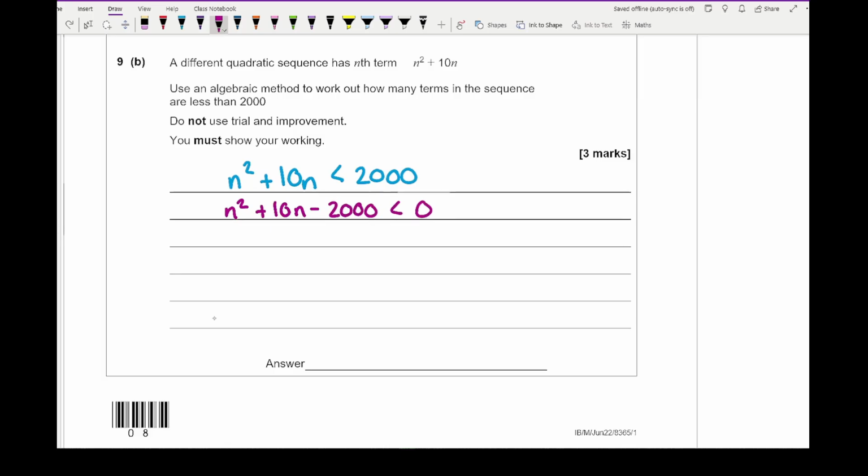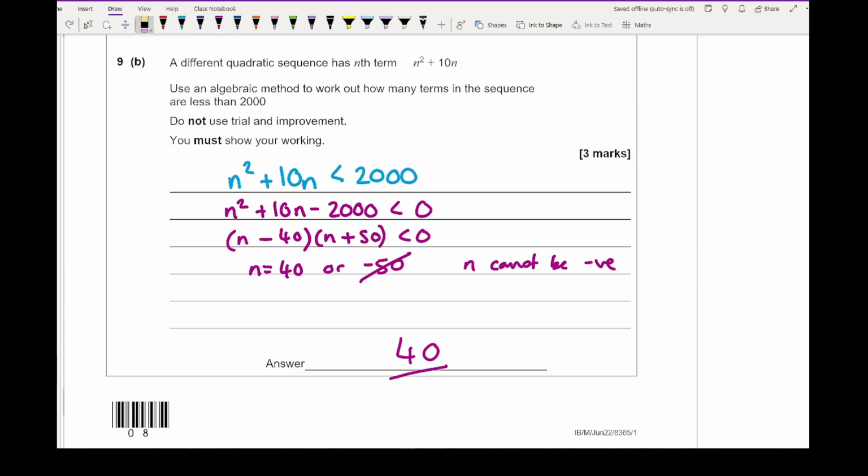And then from this, what we now need to do is solve for this. Now, this does factorize, in which we get n minus 40, n plus 50, in which then n is 40 or minus 50. n can't be negative, so the answer is 40. And then because we want to show that it's less than 2000, we actually need to take one away. So we take away 1 from 40, giving us an answer of 39.